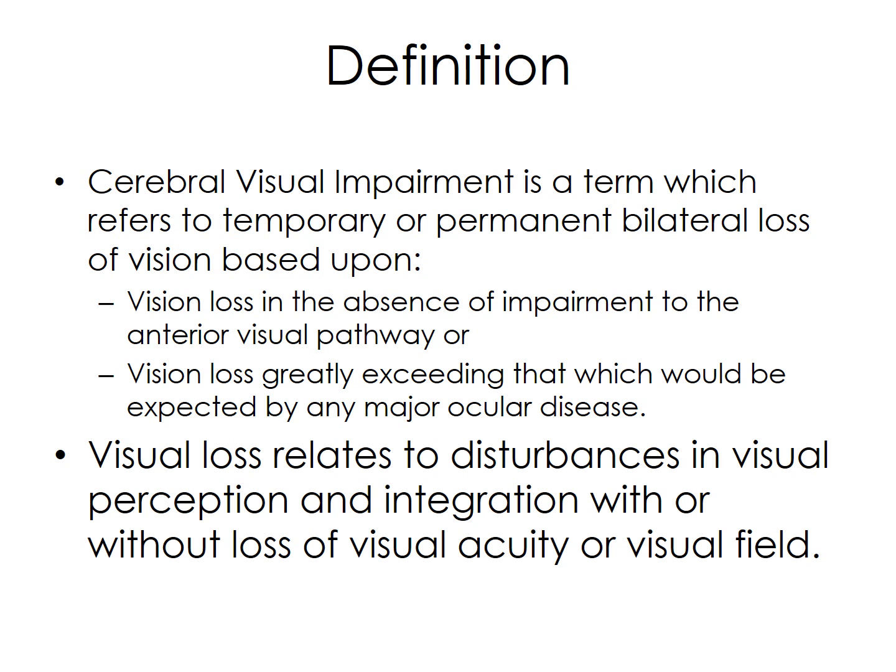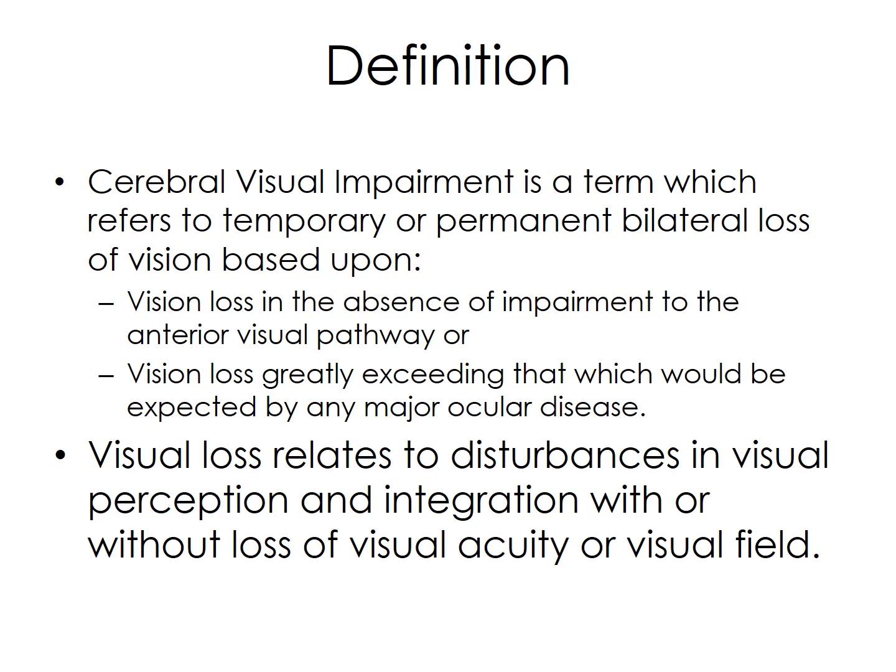So in contrast to ocular vision impairment, which is vision loss due to an ocular pathology, CVI is a form of vision impairment that relates to disturbances in visual perception and integration with or without visual function loss, such as reduced acuity or visual field.